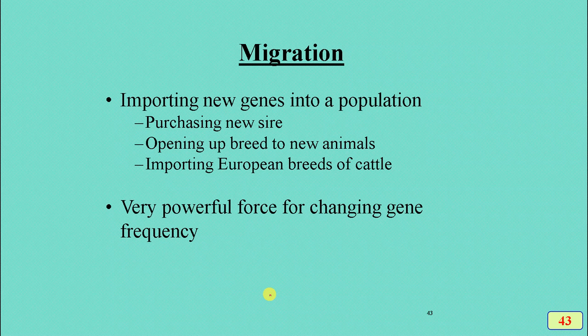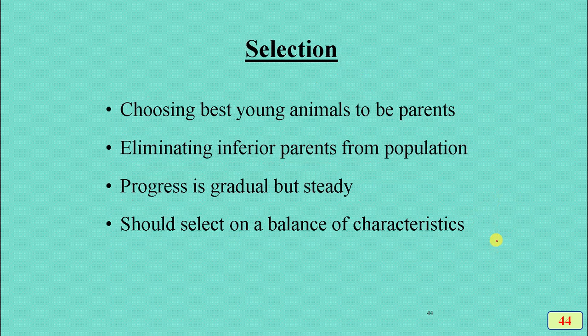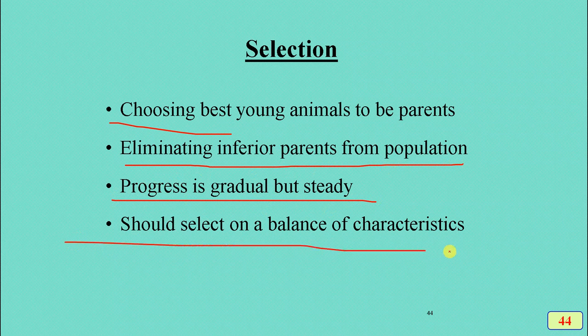They discovered that. Then migration means importing new genes into a population, or purchasing a new sire, opening the herd to new animals, or importing European breeds of cattle, and it's a very powerful force in gene frequency. Whereas selection is where we choose the best young animals to be the parents, eliminating the inferior parents from the population. Progress is gradual but steady, and selection should be on a balance of characters.